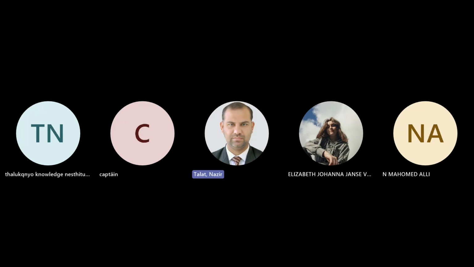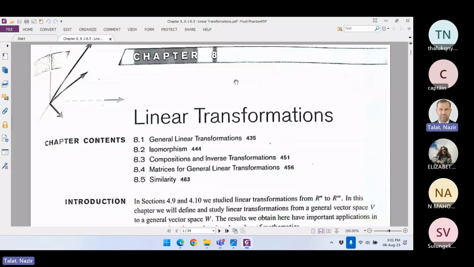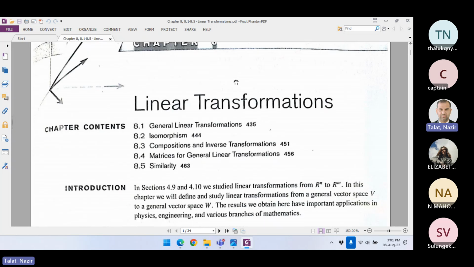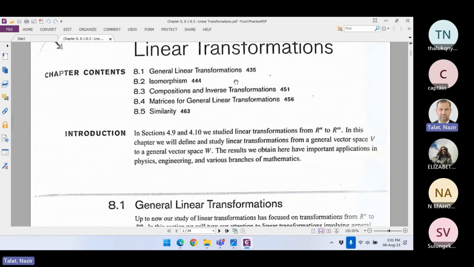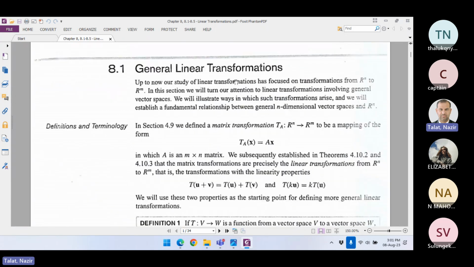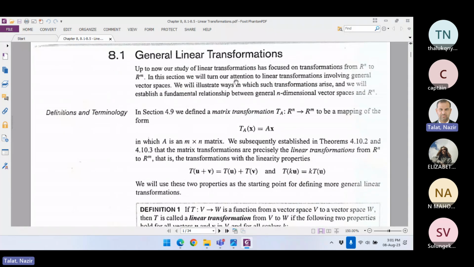Dear students, today we will discuss the topic of a linear transformation in detail: the general linear transformation, what are the rules for a transformation, and also the isomorphism of this type of linear transformation. Basically, for a linear transformation we normally require two vector spaces, and T is a transformation from one vector space to another vector space.